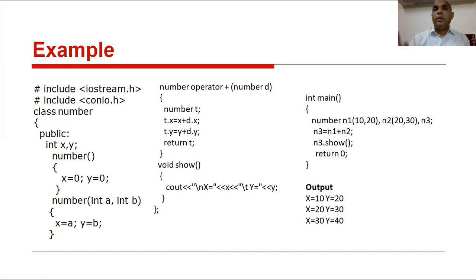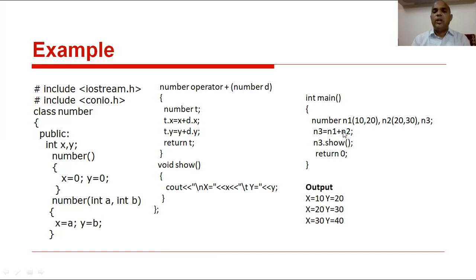here a and b are the integer arguments. But here n1 and n2, where n3 equal to n1 plus n2. n1 is one object that contains 10 and 20. n2 is the second object that has 20 and 30. Clear? Then these two are the arguments, these two are the objects. Then plus is an operator.